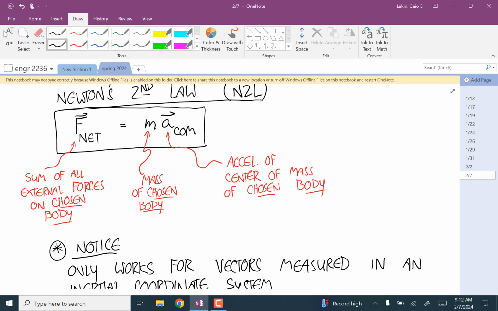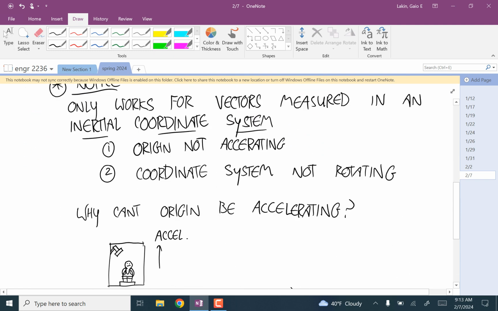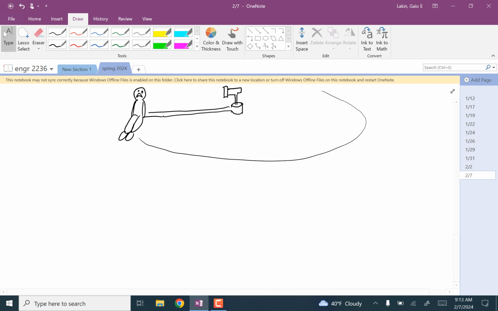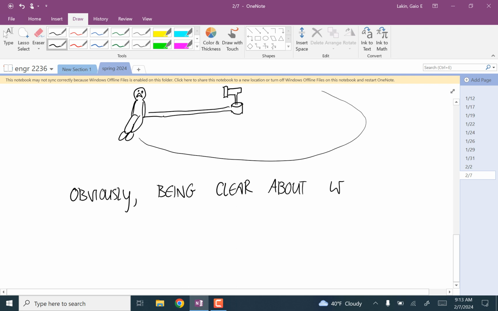Newton's second law, everything in it says something about the chosen body. So obviously you have to be very careful about what your chosen body is. You have to be very specific about it. In simple problems, that's not hard, but in more complicated problems, sometimes that can get confusing. So being clear about what the chosen body is is important. And so every time we use Newton's second law, we're going to draw a free body diagram.